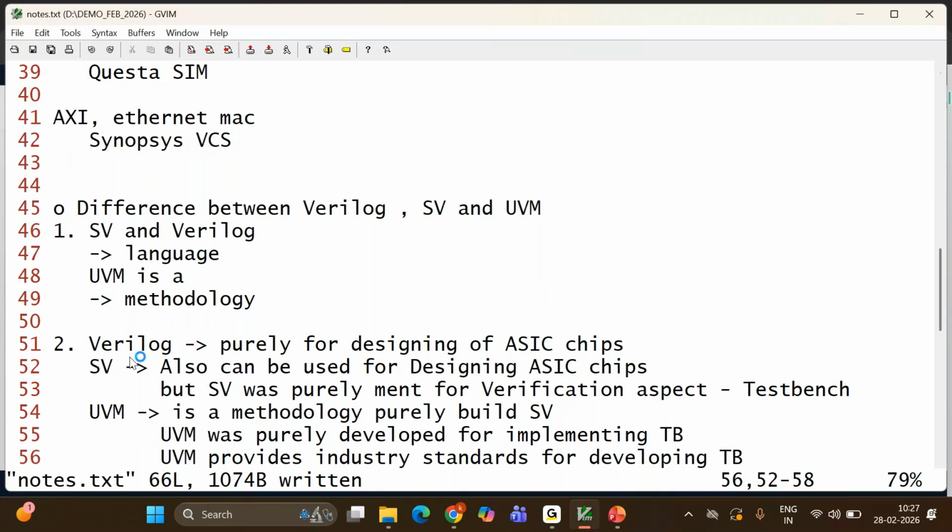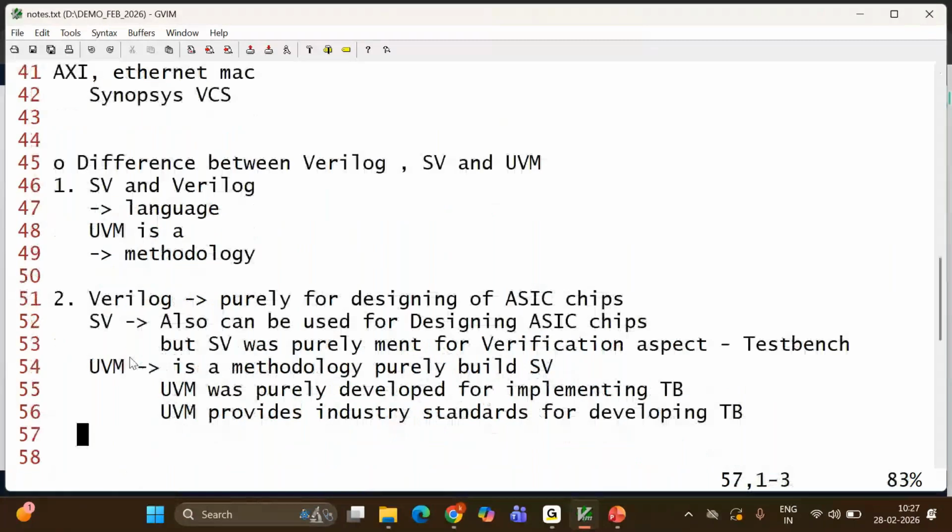Okay, so that standardization is what we will be learning in UVM. What is the standard present? How the test bench standard is present is what we will be learning in UVM. Okay, I hope this is clear here. Difference between Verilog, SystemVerilog, and UVM.